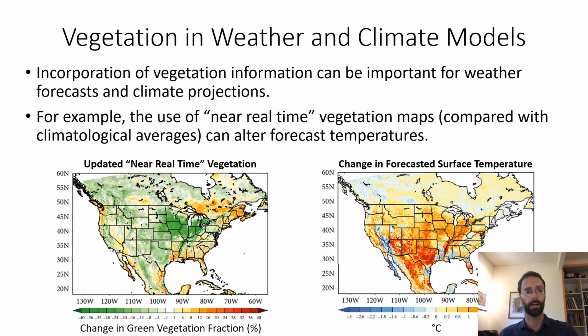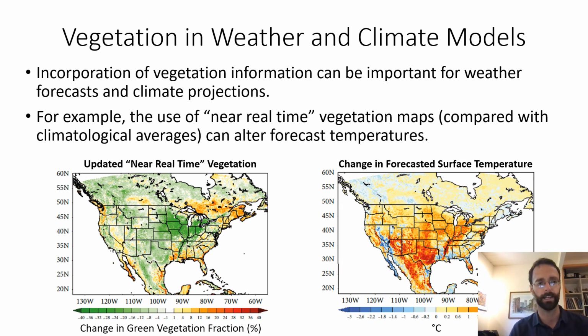And then in the other simulation run with the same model for the same time period, they updated the vegetation to include the most recent conditions, right? So for example, if the vegetation had dried up, or if the vegetation was really thriving because of a lot of rain in recent weeks, those changes to the vegetation state were incorporated into the vegetation data set that they used in their model forecast.